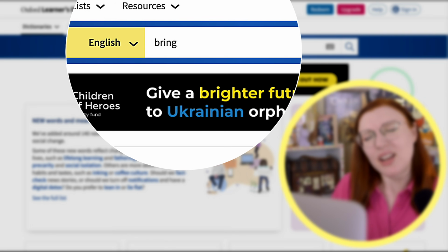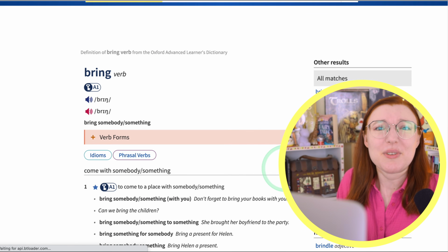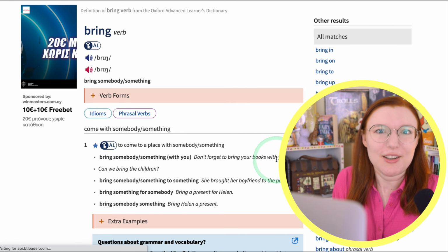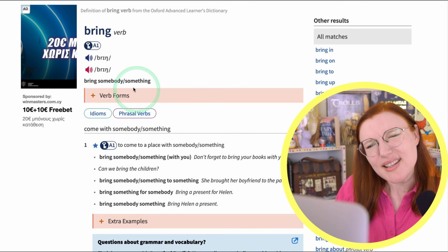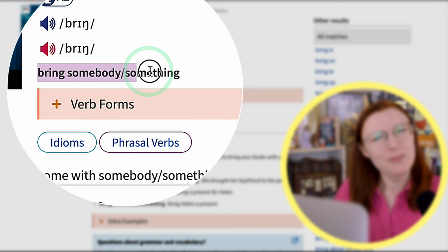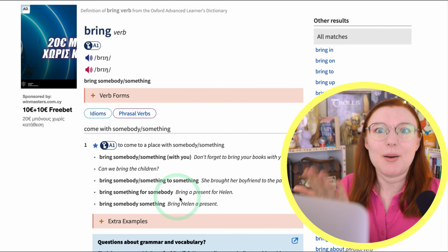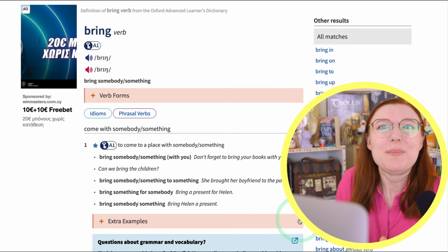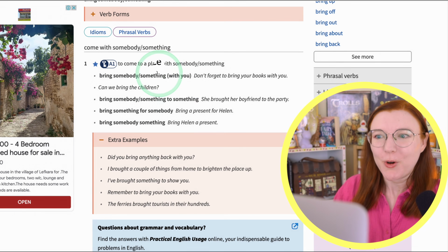Bring. Interestingly, Oxford doesn't indicate if this verb is transitive or intransitive here, at least not explicitly. Transitive verbs need an object after them. However, it does say here, bring somebody something, which basically means that you need an object, that this verb is transitive. Anything in bold letters is important.